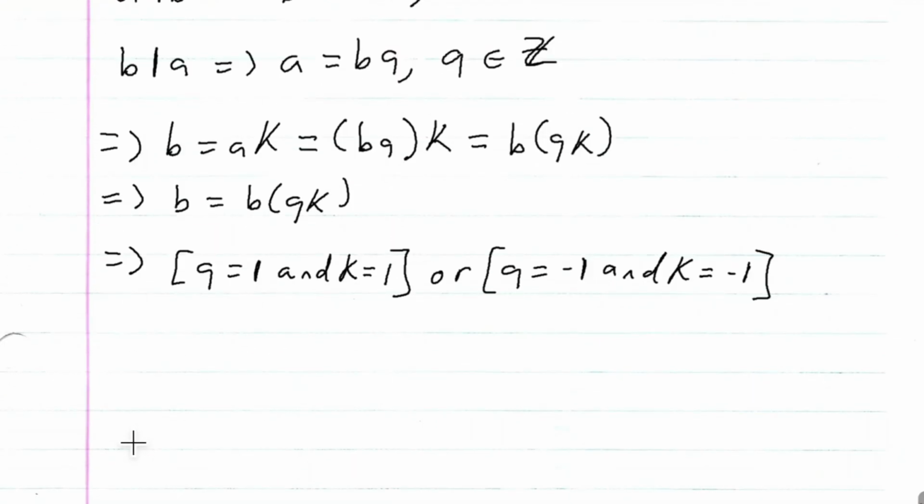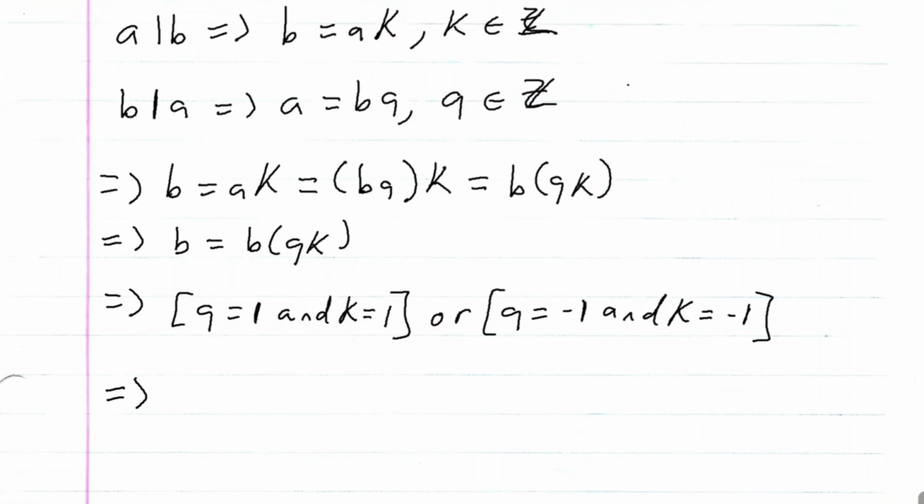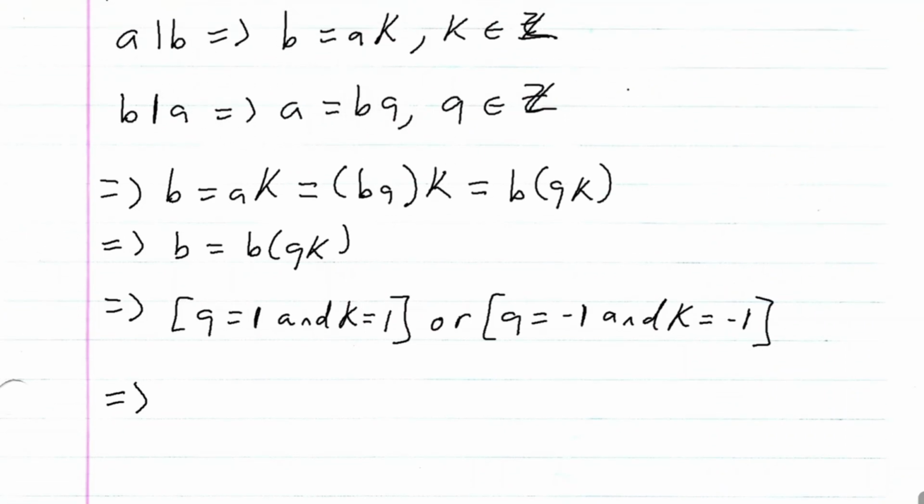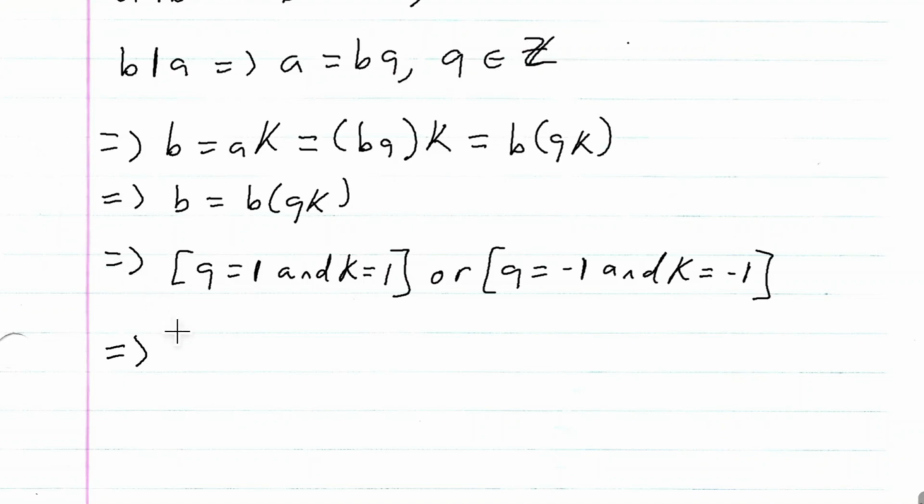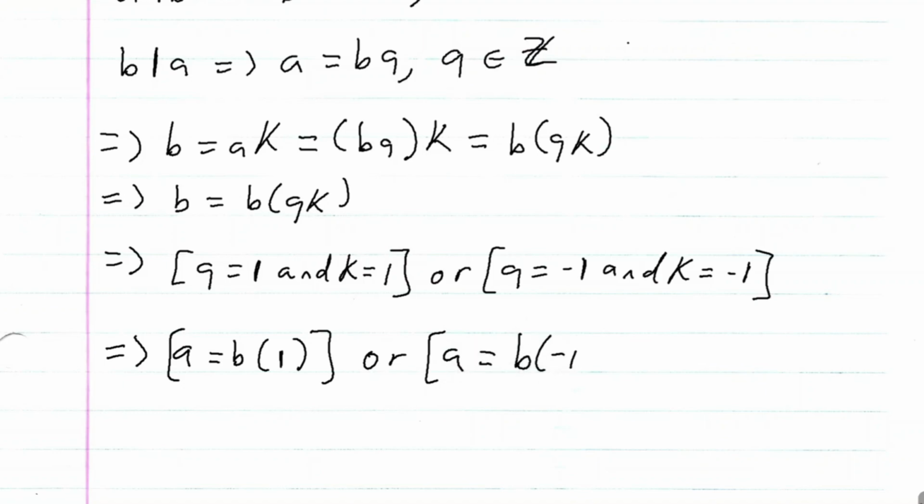So now what we have is, I know now that A is equal to B times Q, right? So I have A is equal to B times 1, because A is equal to B times Q, and Q is 1, right? Or A is equal to B times negative 1, right? Make sense? Because Q is either going to be 1 or negative 1.